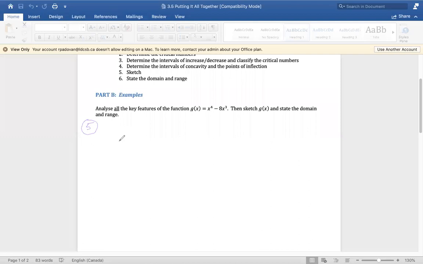In order to make my chart, my critical numbers were 0 and 6, and I'll indicate those on my number line too, so I don't have to copy that down. This is the x-axis, with negative infinity and positive infinity. I can determine that I have 3 intervals to worry about, so I'm going to have 4 columns in my chart.